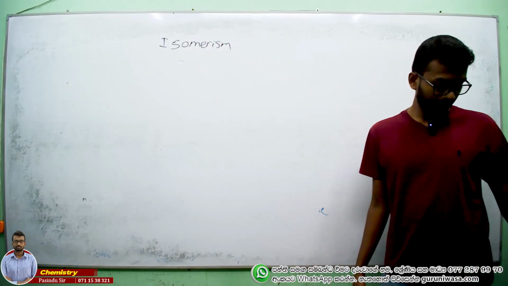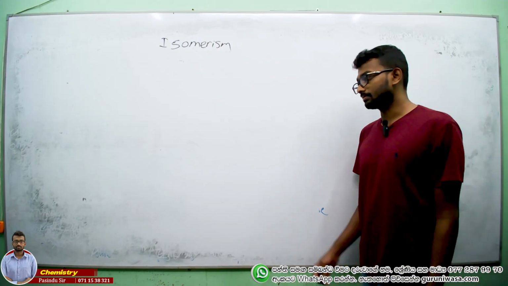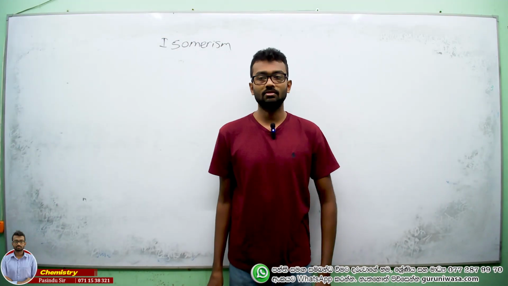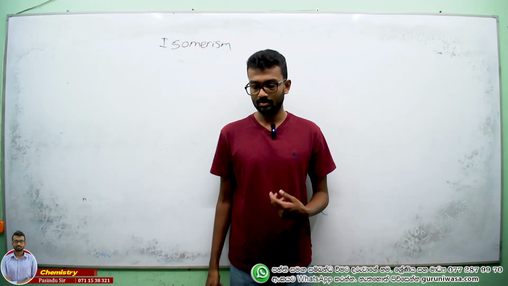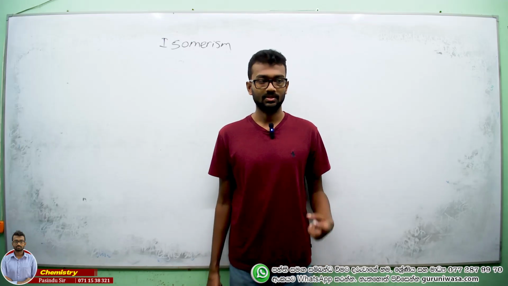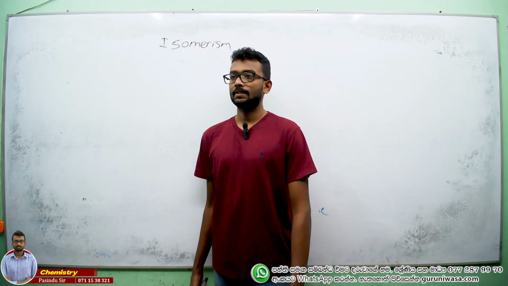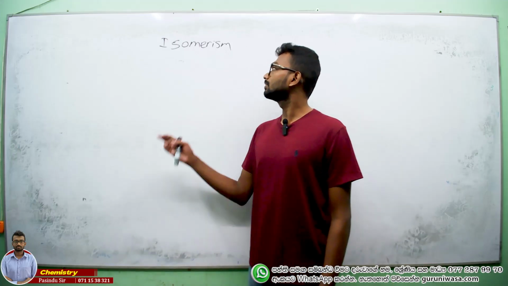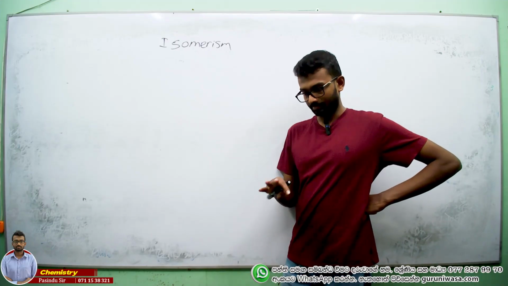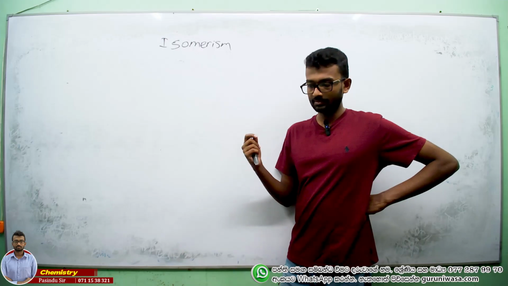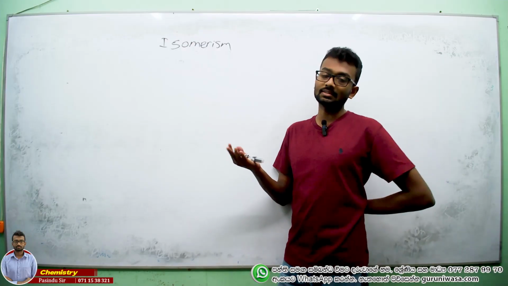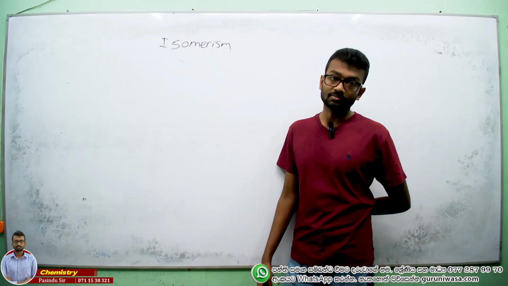Right. So Lamai, what is isomerism? Isomerism means when molecules have the same molecular formula. They will show this isomerism. That's the main requirement: to show isomerism, molecules should have the same molecular formula. Without the same molecular formula, no isomerism, right?